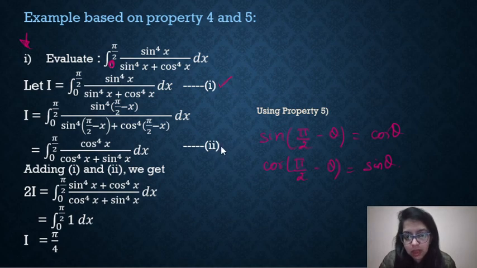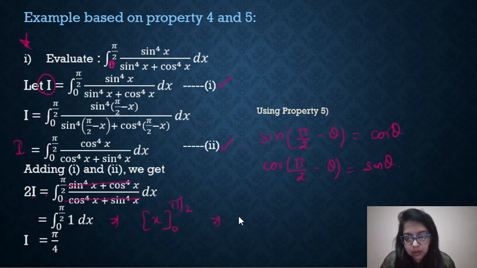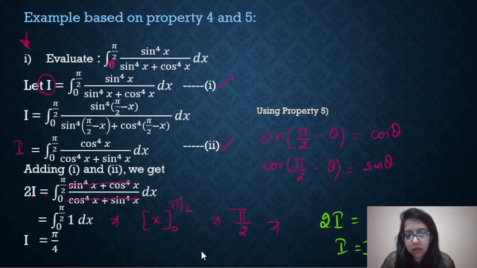Now add the first and second equations. What will we get? This is I, and here also it is I, so I plus I, that is 2I, is equal to integral of sin^4 x plus cos^4 x upon, by taking the LCM, cos^4 x plus sin^4 x. This and this get cancelled out, so it is equal to 1. Integrate it, that is x from 0 to pi by 2, apply the limit, that is pi by 2. So finally we get 2I is equal to pi by 2. Divide both sides by 2, so we get I is equal to pi by 4. That is your answer.